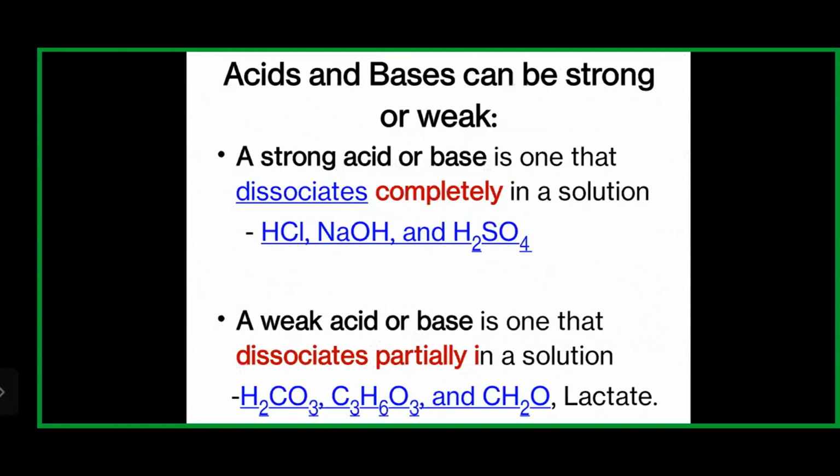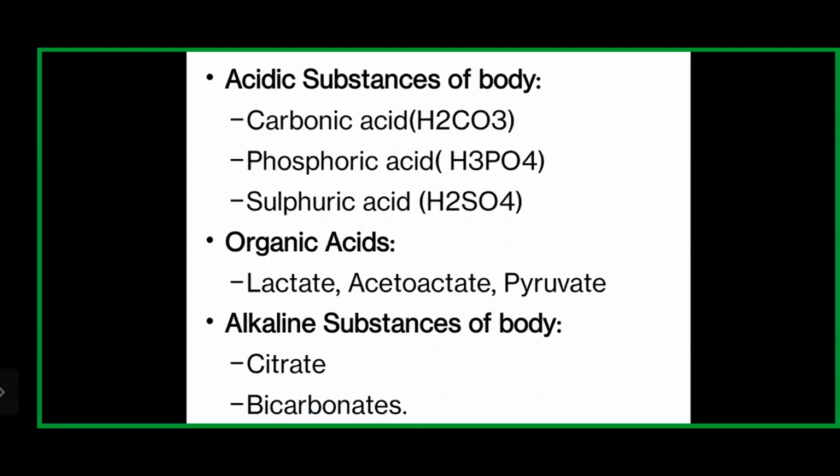Now, acid and bases can be strong or weak. A strong acid or base is one that dissociates completely in a solution. For example, HCl, NaOH, or H2SO4. Now, weak acid or base is one that dissociates partially in a solution. For example, bicarbonic acid, CH3H6O3 and CH2O2 and lactate. Now, acid substances of the body are carbonic acid, phosphoric acid, and sulfuric acid mainly. Now, organic acids are lactate, acetoacetate, and pyruvate mainly. Now, the alkaline substances of the body are citrate and bicarbonates mainly.